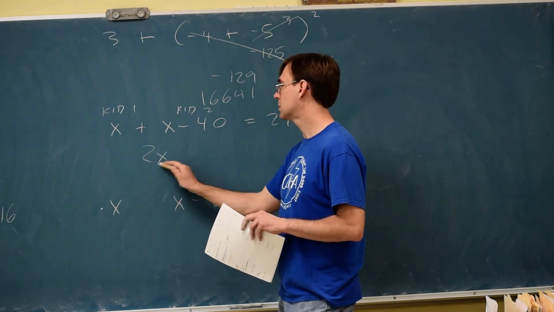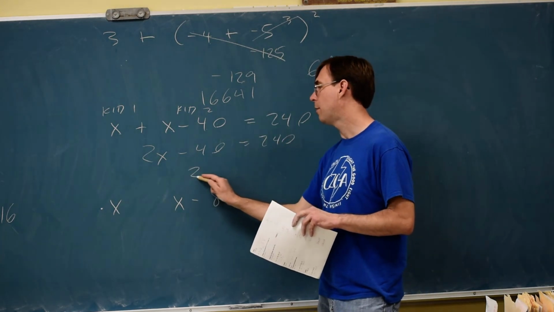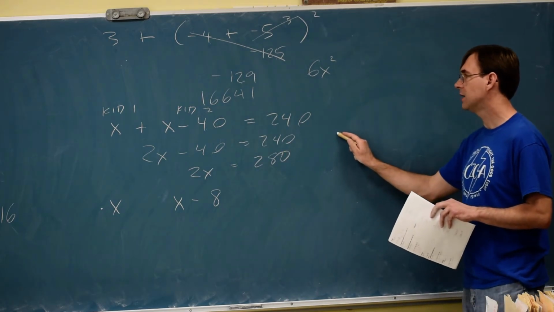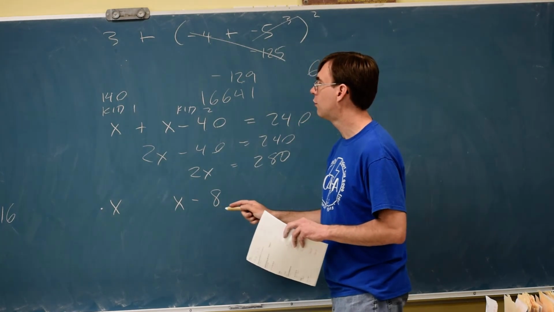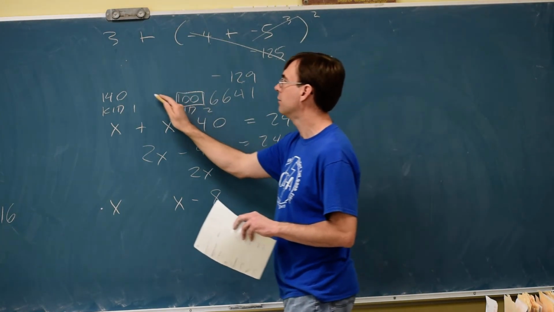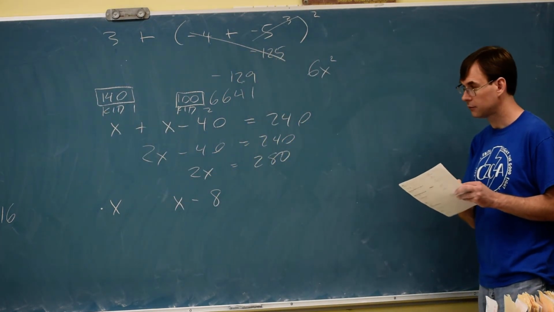Combining like terms, 2x minus 40 is 240. Doing opposites, add 40 to get 280. Divide by 2, and that would be the weight for the first kid is 140. The second kid that was 40 less would be 100. We need both of those answers, the 140 and the 100.